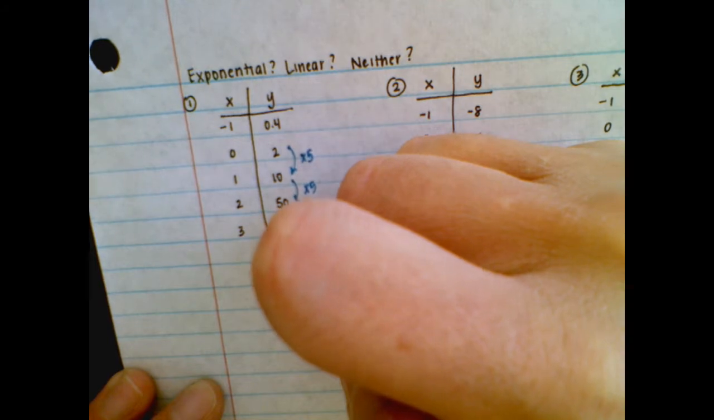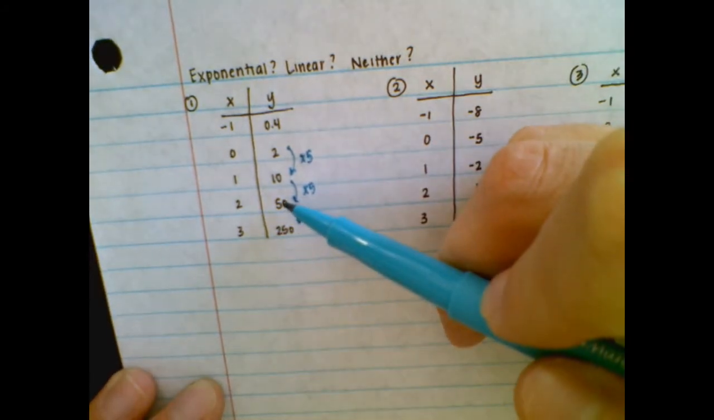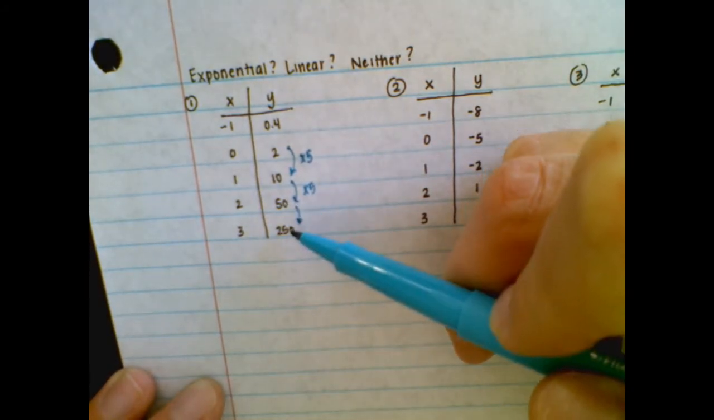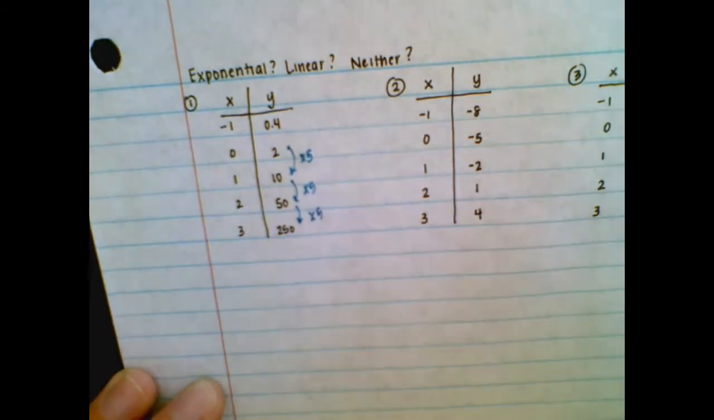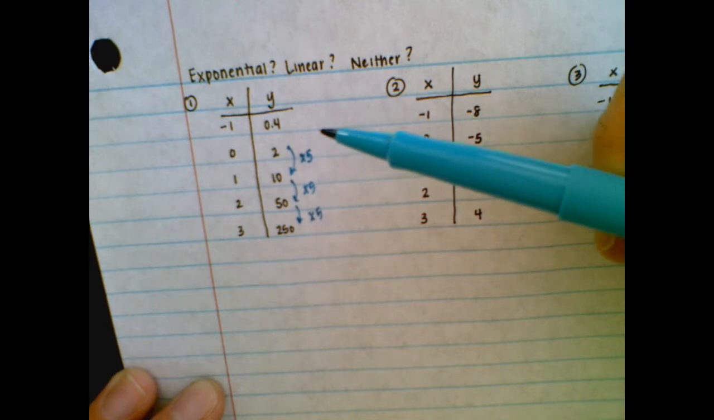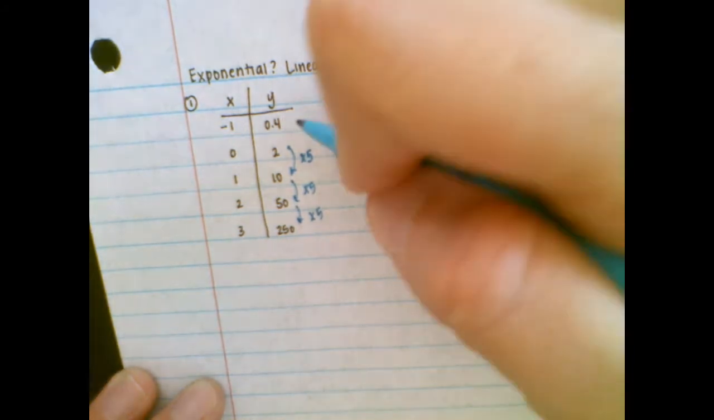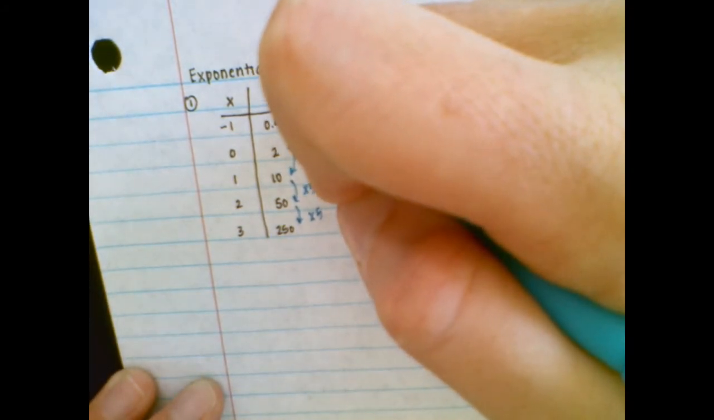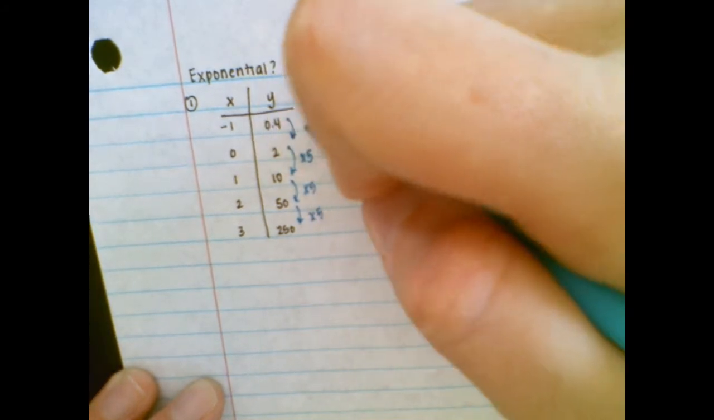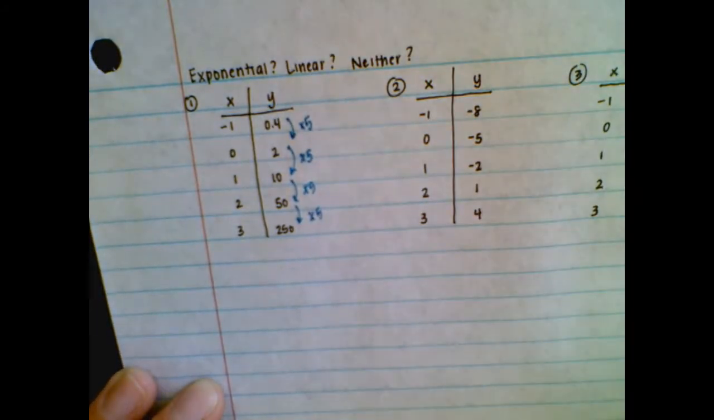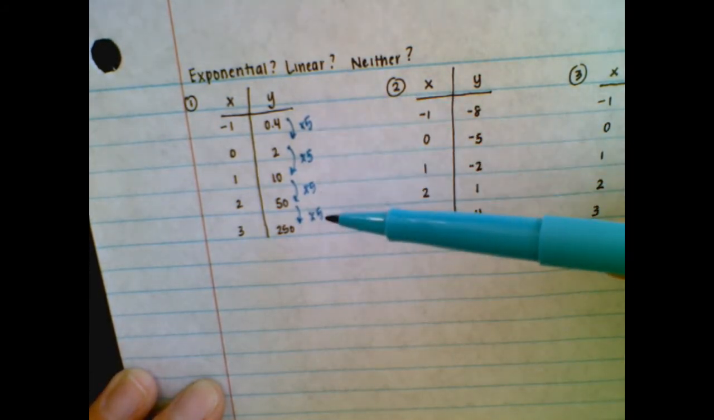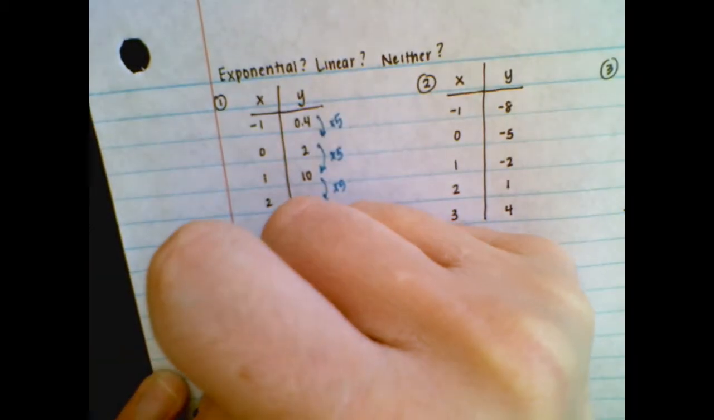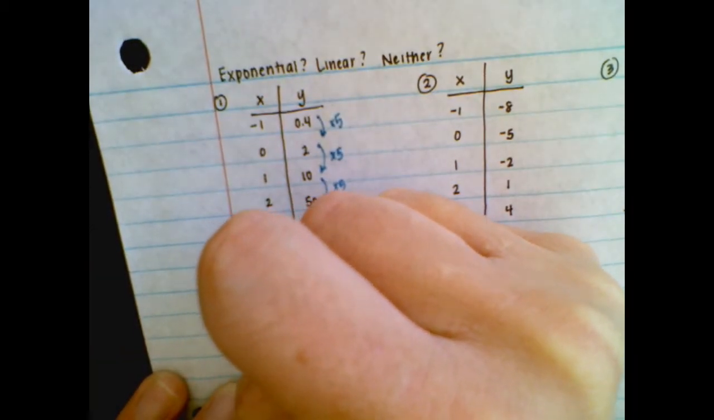And then just to double check, I want to say, is 50 times 5 going to be 250? Well, yes. So that must mean that all the way down my table, I'd be multiplying my y values by 5. And then I'm going to go back up here and say, just to double check, 0.4 times 5 does give me 2. So if this is all multiplication by the same factor all the way down, this table is actually an exponential function.